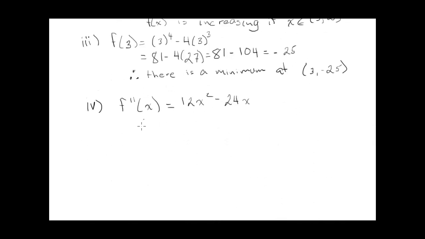So we'll set that equal to 0. Factor 12x. And we're going to get 12x times (x minus 2), which means 12x equals 0, or x minus 2 equals 0, which would be x equals 2, or x equals 0.